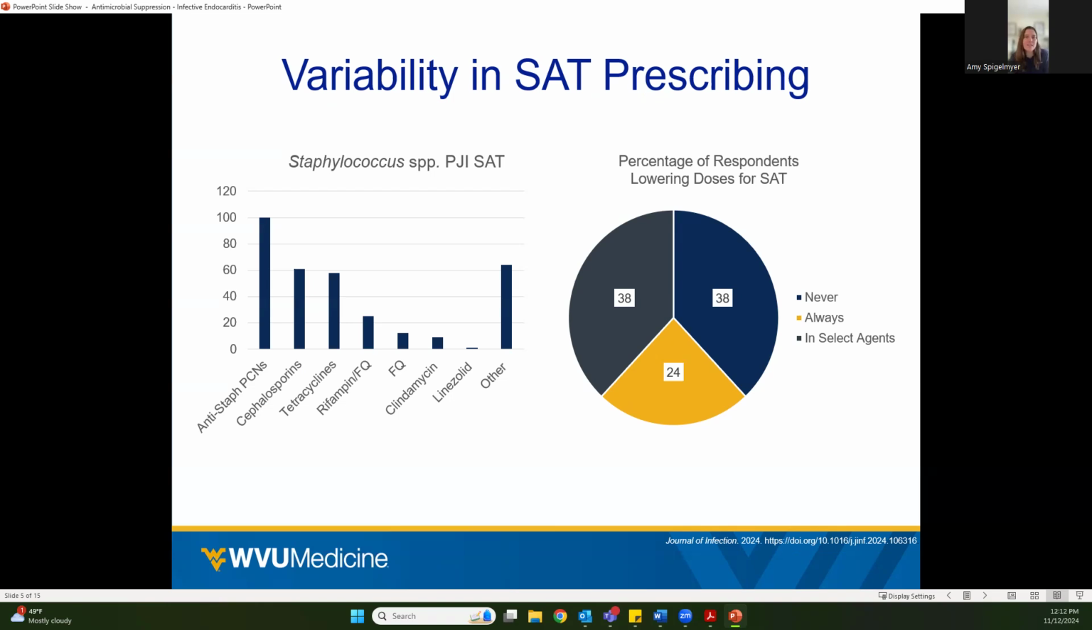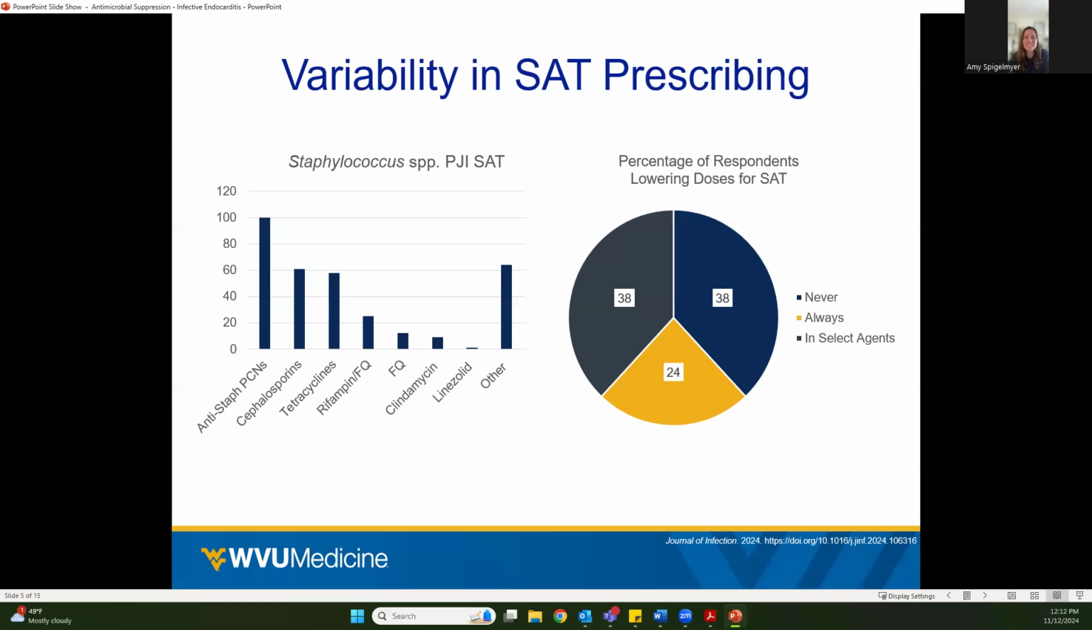And then a little over 60 of the providers said other, which could mean an agent that was not available in the United States or a combination of the agents listed here. On the right-hand side, this pie graph shows essentially how providers adjust doses when they prescribe suppressive antimicrobial therapy. So 38% of providers said that they always lower the antimicrobial therapy dose for suppression. 38% said it depends on the agent, and 24% said I never lower the dose.